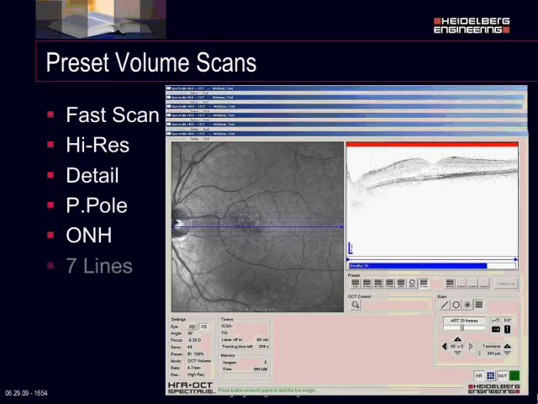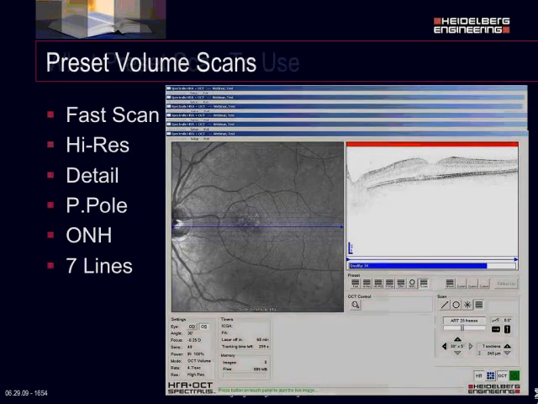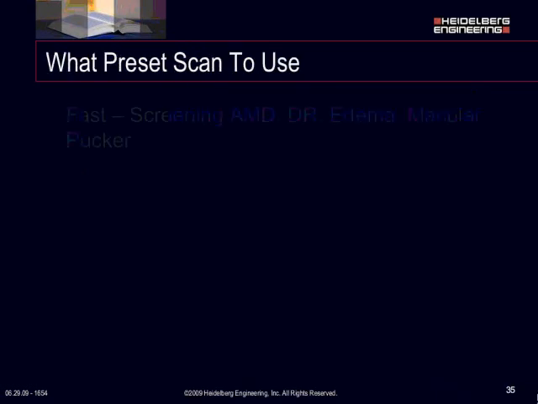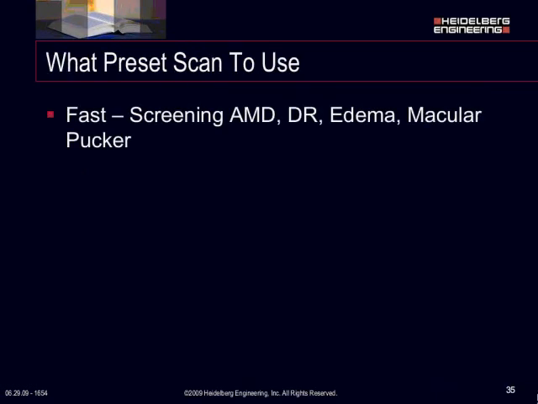And the last preset scan is a 7-line scan. If you're just interested in the macula area, from the disc to temporally, this is a great scan for something like that. So what would I want to use these scans for? A fast scan is great for screening somebody with age-related macular degeneration, diabetic retinopathy, edema, or a macular pucker, or even an epiretinal membrane. So it's more used as a screening tool.